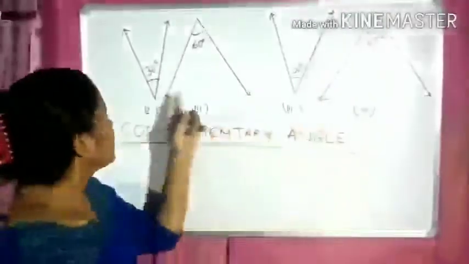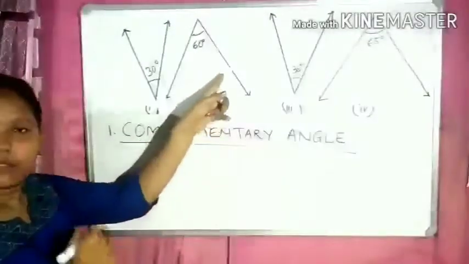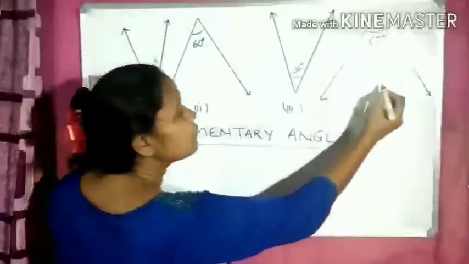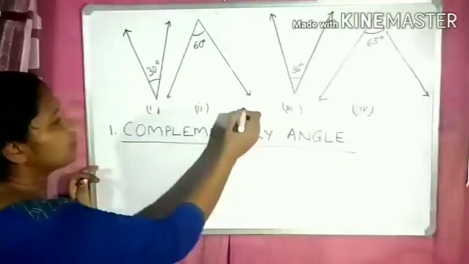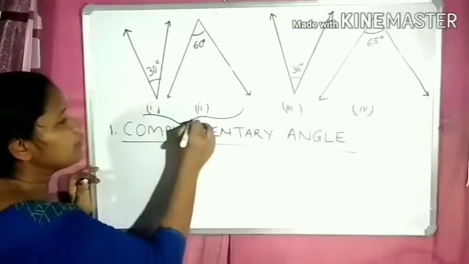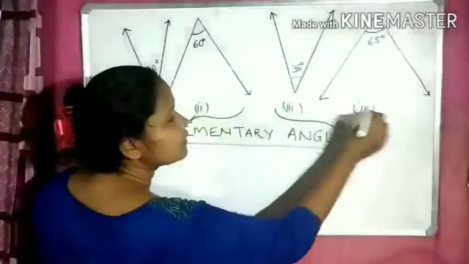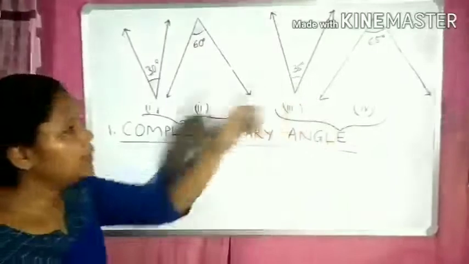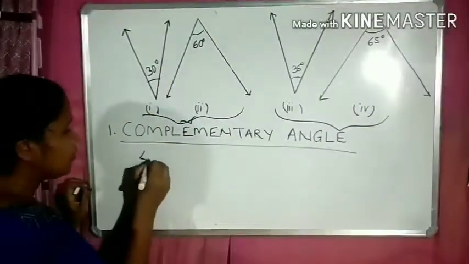Let's see, these are some of the angles drawn. Angle 1 is 30 degrees, angle 2 is 60 degrees, angle 3 is 35 degrees, angle 4 is 65 degrees. First we'll see one pair, then we'll see the second pair, meaning the first two angles, then the second two angles.